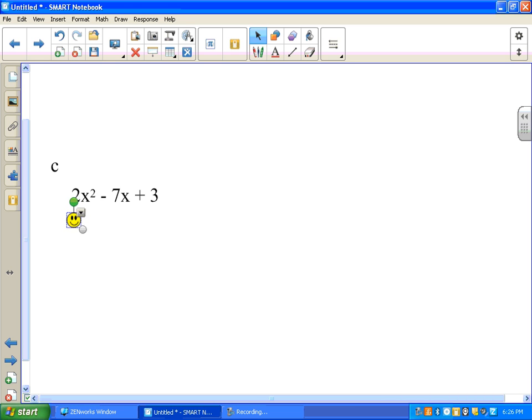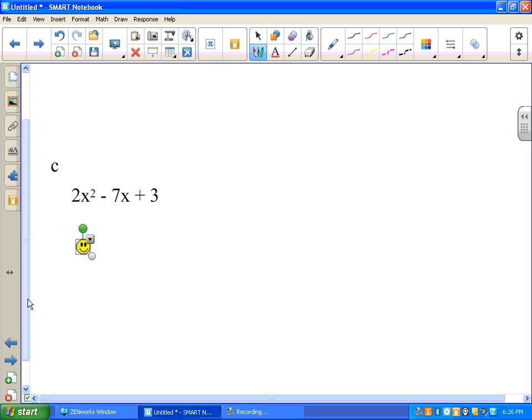Now you have to think, does 2 go into 2x squared? Yes. Does it go into 7? No. Does it go into 3? No. This is not a greatest common factor. It's not a difference of 2 squares because there are 3 things. It's not, even though it is a trinomial, we can't factor it using the trinomial method.